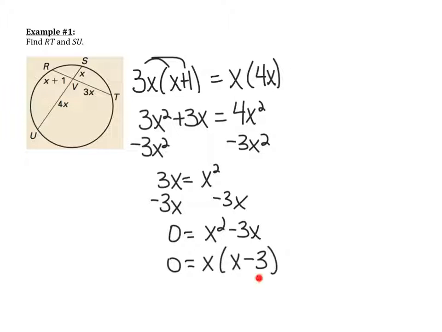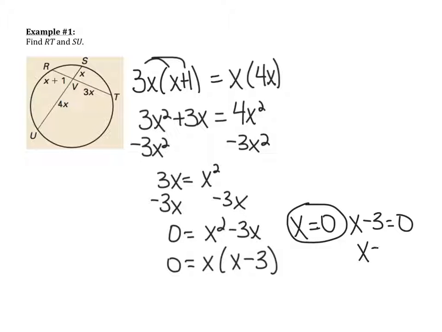Now that I have a product set equal to 0, I'll take each one of these and set it equal to 0. So x equals 0 and x minus 3 equals 0. So my first answer is x equals 0, and my second answer is x equals 3. But if we think about this, x is equal to this little bit. So since a segment cannot be equal to 0, I'm going to toss out my first answer of x equals 0 and know that x equals 3 must be my answer.